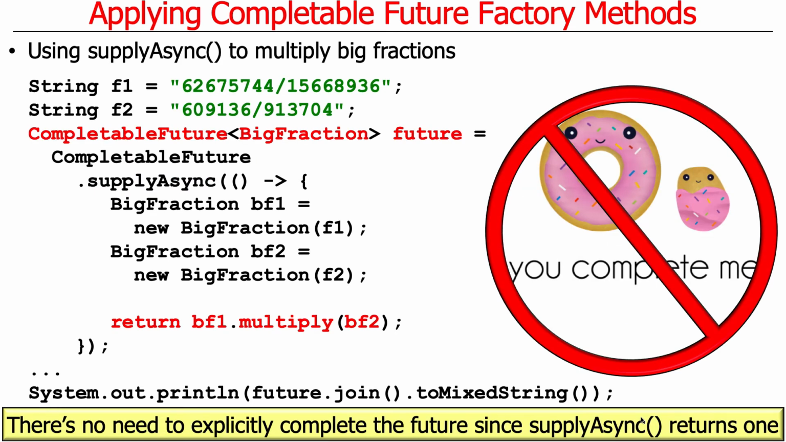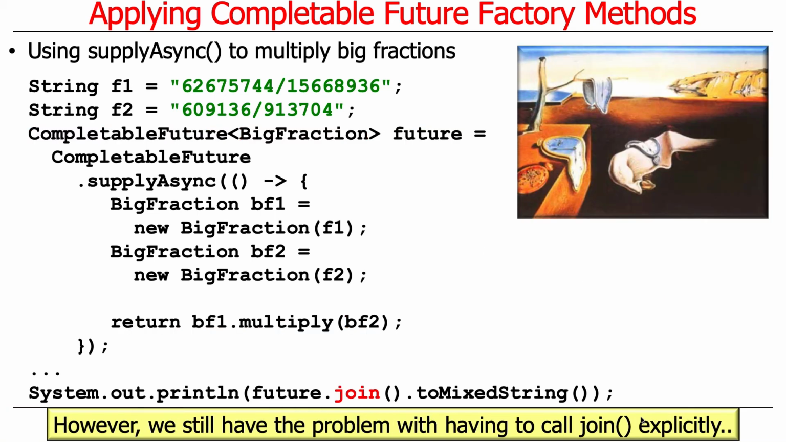Likewise, notice we don't have to complete anything. That's because supplyAsync returns a CompletableFuture to a BigFraction in this case, and so you don't have to explicitly complete anything. So you just write code that looks pretty much like good old-fashioned code, no real surprises here, no extra features. However, we still have this issue with having to call join explicitly. So we're going to fix that in future renditions.